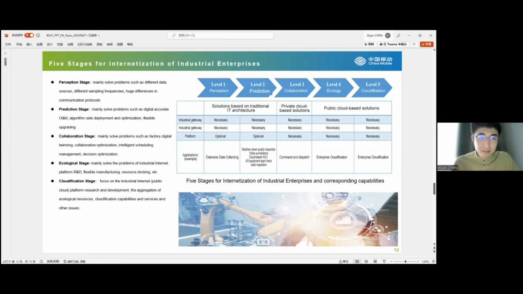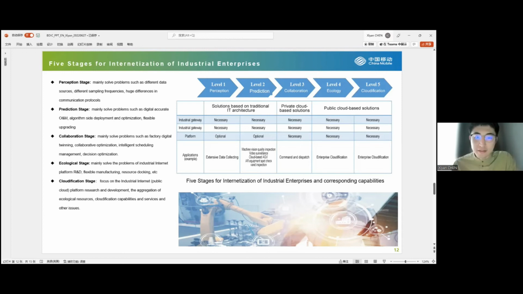extensive data collecting. The next stage is the prediction stage. In this stage, we mainly solve problems such as digital accurate O&M, algorithm side deployment, and optimization, flexible upgrading. And in this stage it is also necessary to have the additional IT factors. The example applications will be machine vision quality inspection, video surveillance, cloud-based AGV, and AI equipment, etc.